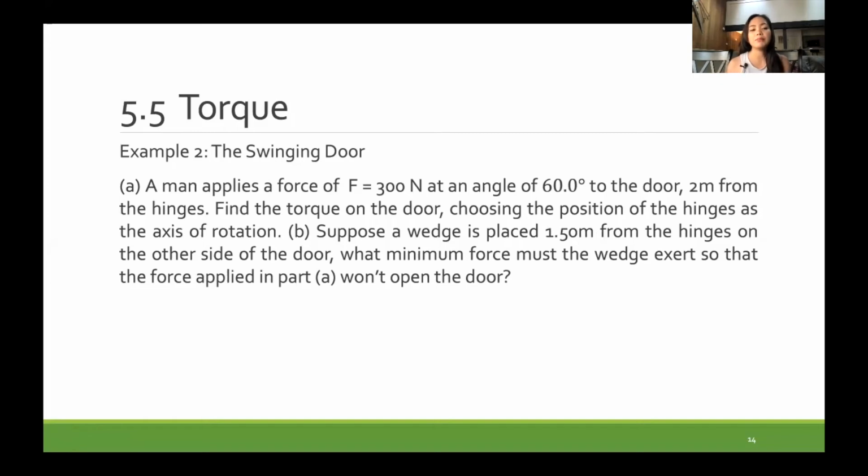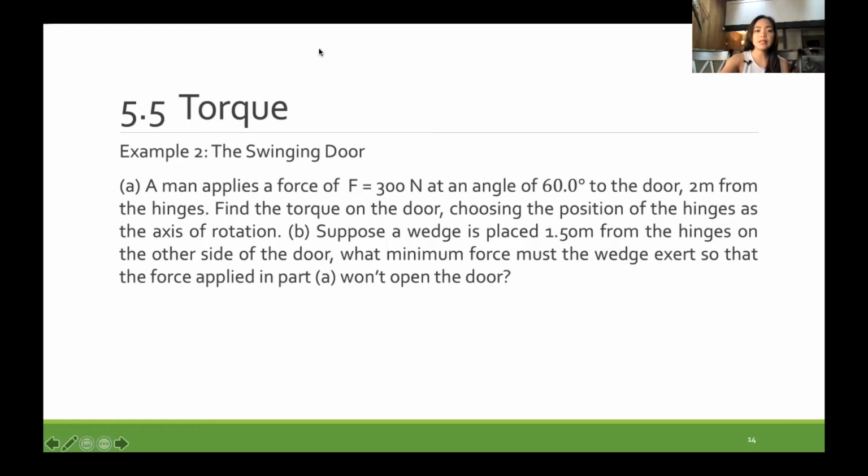Let's have another example. A man applies a force of 300 newtons at an angle of 60 degrees to the door, 2 meters from the hinges. Find the torque on the door, choosing the position of the hinges as the axis of rotation. Suppose the wedge is placed 1.5 meters from the hinge on the other side of the door. What minimum force must the wedge exert so that the force applied in part A won't open the door?